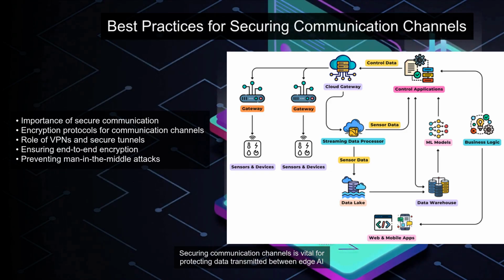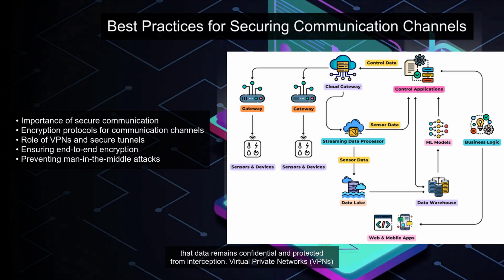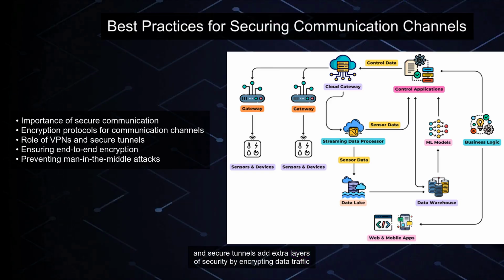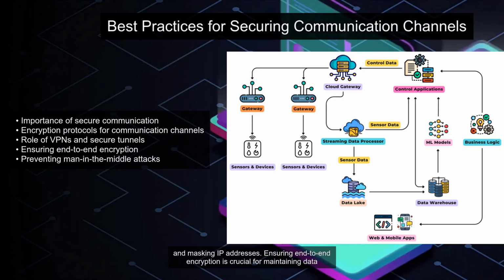Securing communication channels is vital for protecting data transmitted between edge AI devices and other systems. Encryption protocols, such as TLS or DTLS, ensure that data remains confidential and protected from interception. Virtual private networks, VPNs, and secure tunnels add extra layers of security by encrypting data traffic and masking IP addresses.